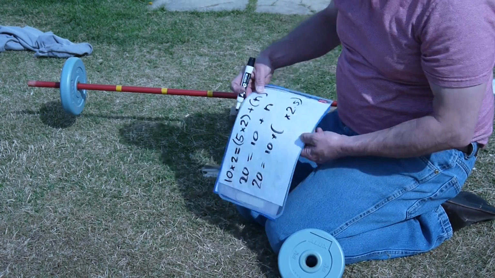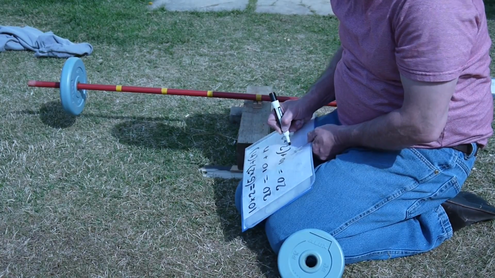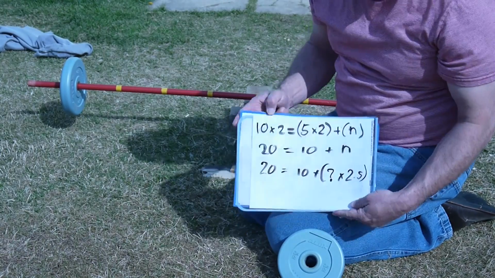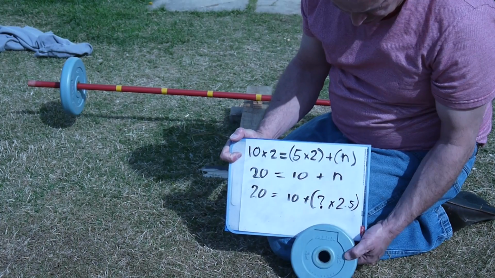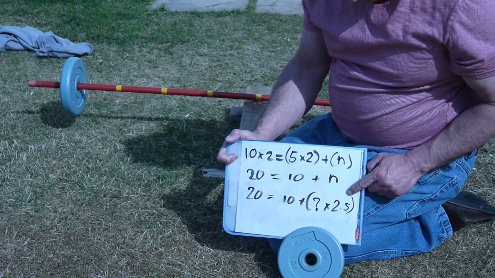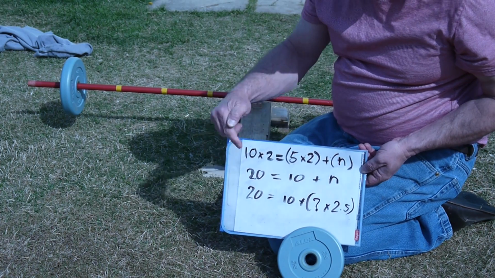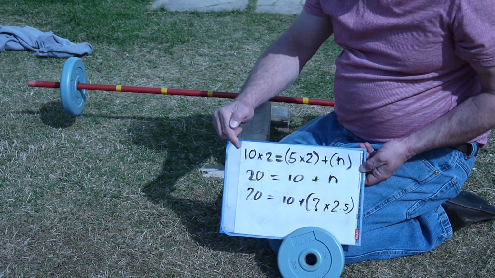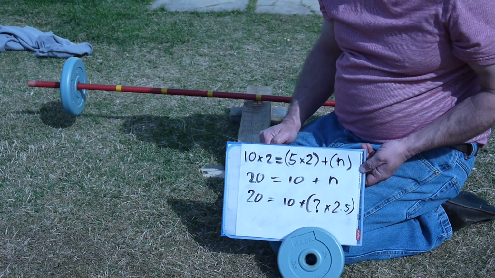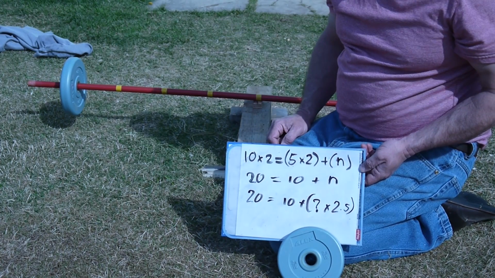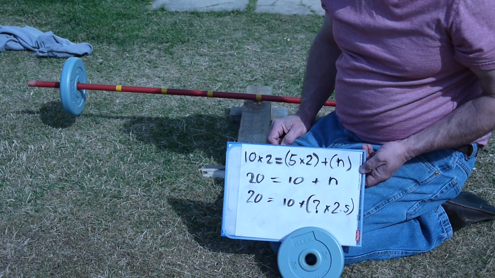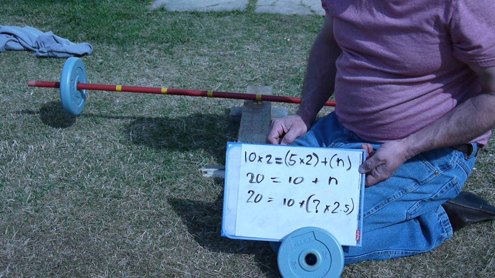times another mystery number. In this instance, I'm just going to put in a question mark. 2.5 times something plus 10 will give me 20. I wonder if the real world will allow me to experiment and find out what that is.